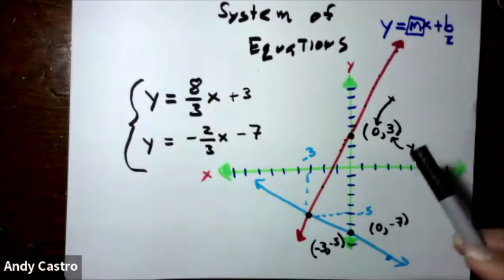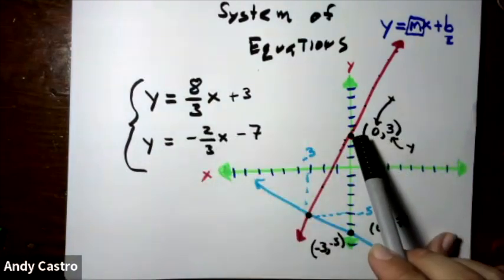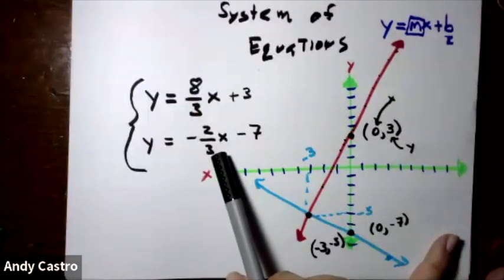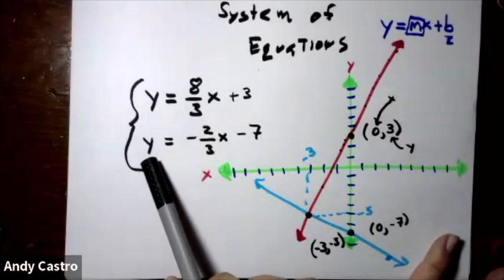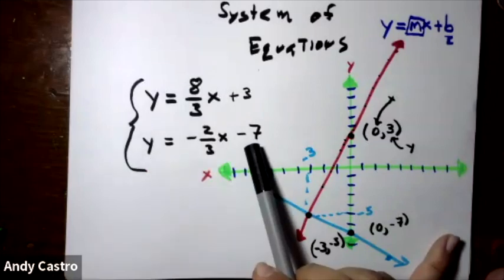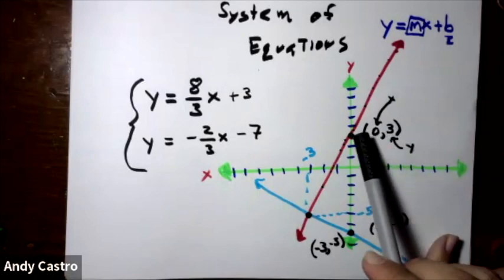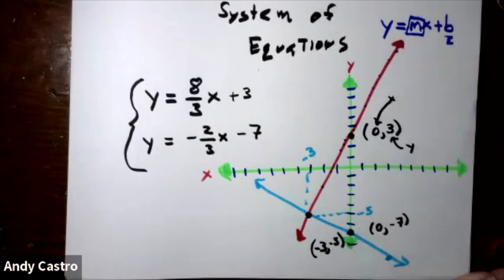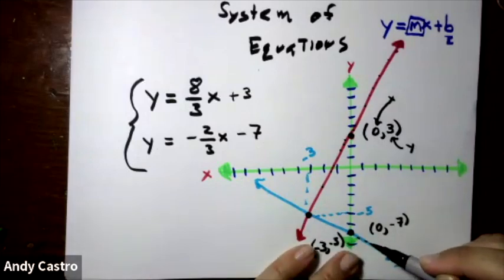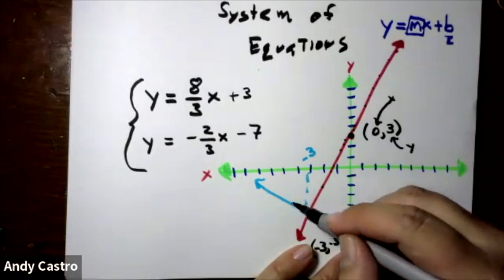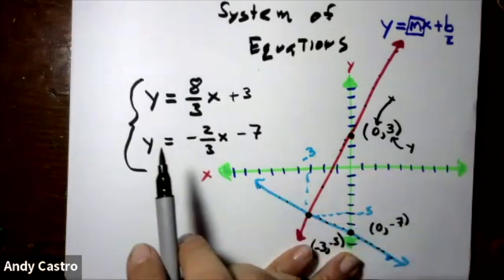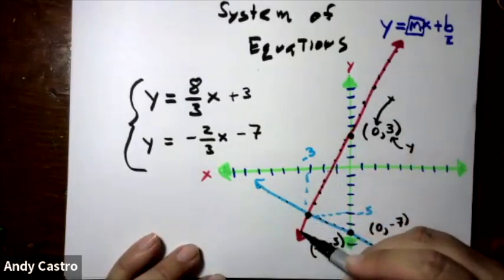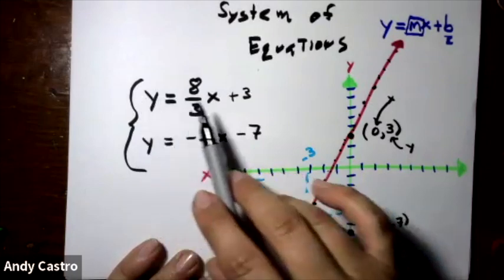Now, vice versa, if I plug this point into my second equation, the 0 in for x would make y -7 and not 3. So this point does not satisfy this equation. But this point does, because every single point on the blue line is satisfied by this equation, and every point on the red line is satisfied by this equation.